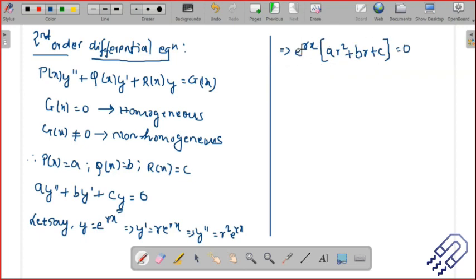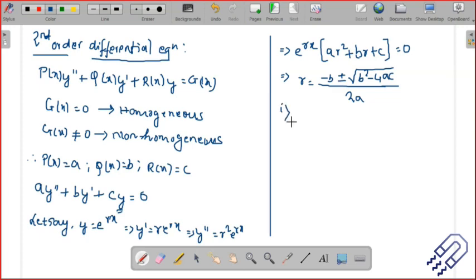Now you want to solve it and find out the different values of r, because this is quadratic in r. So if I solve it and find the value of r, e to the power rx will not become 0, so a r square plus b r plus c is 0, and r equals minus b plus minus root over b square minus 4ac divided by 2 times a. So this entire idea will give you how to actually approach the solution. Okay, this is what we have seen.